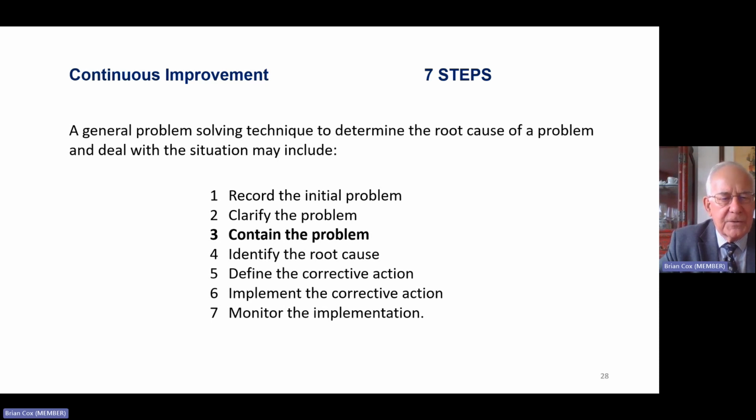When it goes through, it says 1 is record the initial problem, 2 is clarify the problem, and number 3, which is often forgotten, is contain the problem. Basically that means if you find a problem in one place in one of your buildings, it's very likely the same problem is somewhere else as well. So the job you have to do there is to find out where else it is, now you know what to look for, and contain it. Make sure it's not getting any worse whilst you sort out a resolution. Then identify the root cause of the problem, define the corrective action, implement the corrective action, and monitor the implementation.